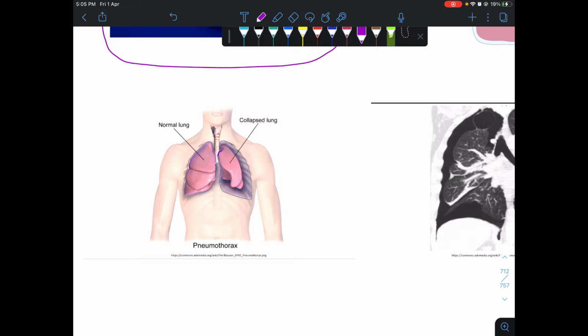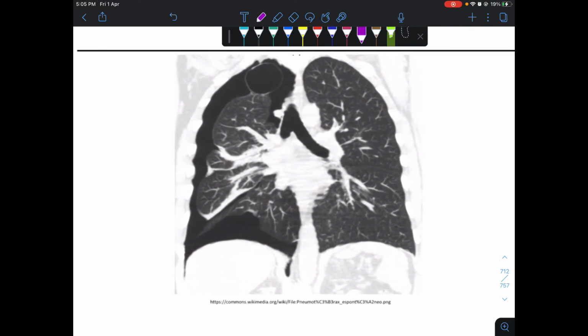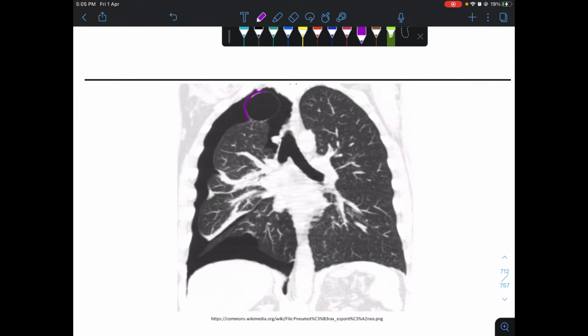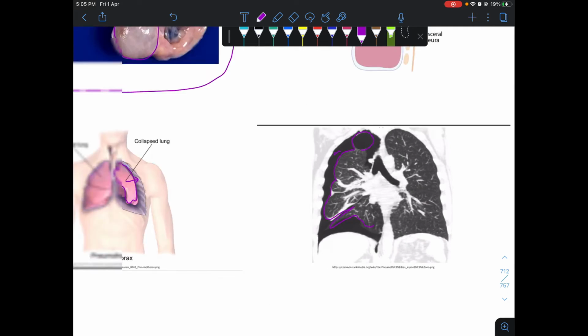And this is the collapsed lung due to spontaneous pneumothorax, that is air entering into the pleural cavity that causes the collapsing of the lung. And here we can see the bullae that caused the collapsing of the lung. Here we see the black space, this is the air.